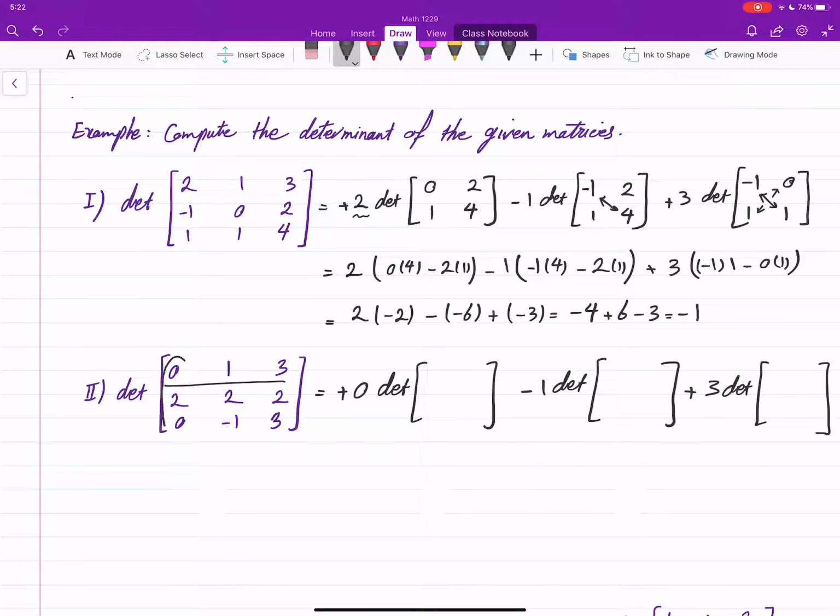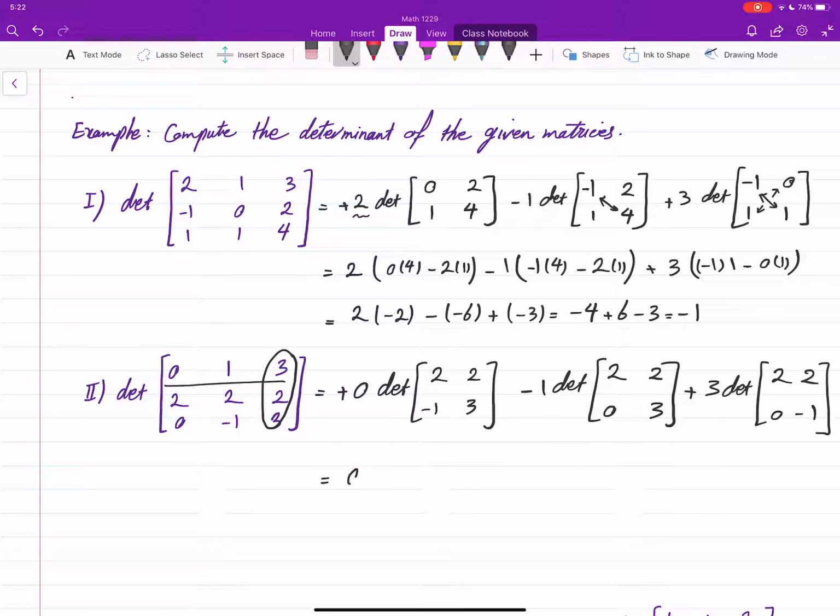But what are those 2 by 2 matrices? Cover the rows and columns of the corresponding entry. So this is 2, 2, -1, 3. For the second one, we cover the first row and the second column. So then the remaining entries form this 2 by 2 matrix. And for the last one, you cover these guys here. This is 2, 2, 0, -1. When you write down this formula, everything now goes back to computing determinants of 2 by 2 matrices.